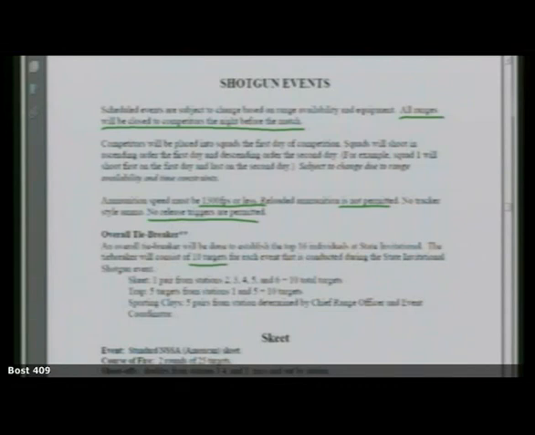We'll start back with the overall tiebreaker. There's an overall tiebreaker for the overall events. An overall tiebreaker will be done to establish the top 16 individuals at state invitational. The tiebreaker will consist of 10 targets for each event that is conducted during the state invitational. Skeet will consist of one pair from stations 2, 3, 4, 5, and 6 for a total of 10 targets. Trap will be 5 targets from stations 1 and 5 for 10 targets. Sporting clays will be 5 pairs from stations determined by the chief range officer and event coordinator.